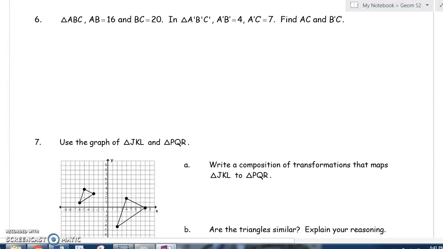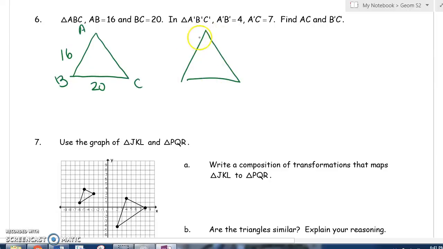This is very similar to number 5. So we're going to start off by drawing a picture. We've got triangle ABC. AB is 16, BC is 20. And then we've got the other triangle, A prime B prime C prime. A prime B prime is 4, A prime C prime is 7. The goal is to find AC and B prime C prime, so I'm just labeling those with X and Y.